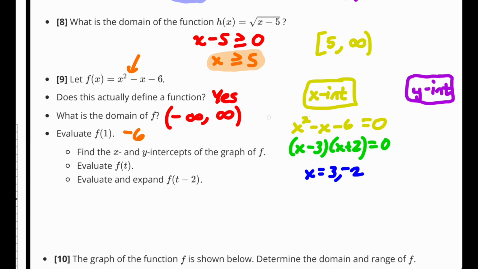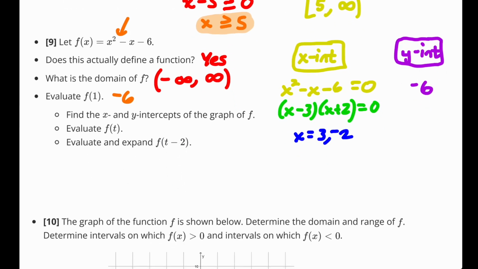So we're going to set x equal to 0 and you should get negative 6. So 0 squared minus 0 minus 6 is going to be negative 6 again, and you have the y-intercept. Next it says evaluate f of t. Well, you're just going to put t in wherever there's x's. So it's just going to be t squared minus t minus 6. It's not that complicated. The next one is more complicated.